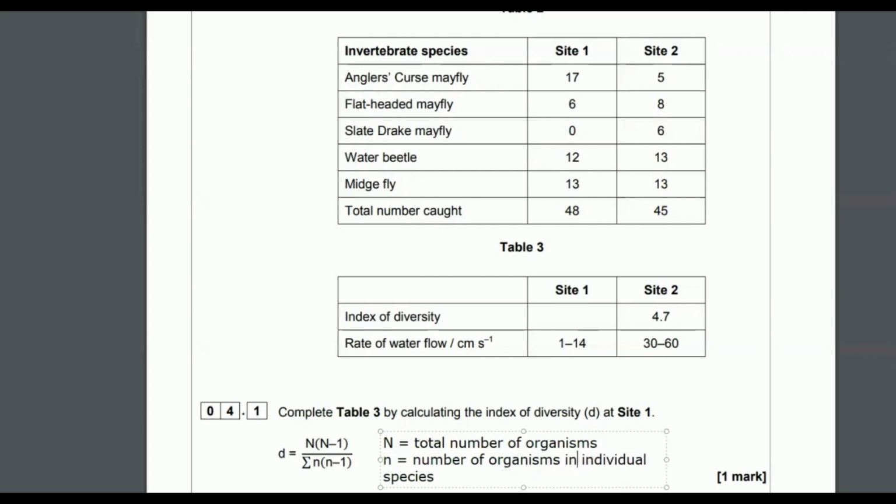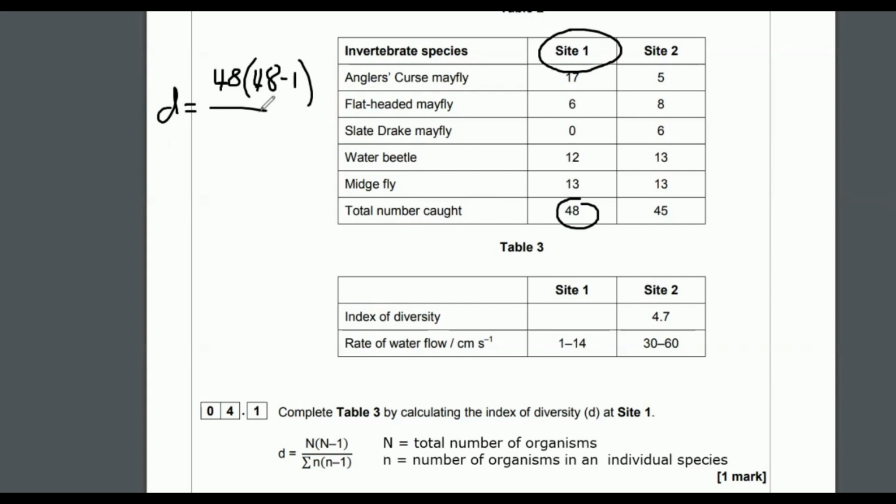Okay, so total number of organisms is big N. Little n is the number of organisms in an individual species. So for example, 17, 6, 0, 12, 13, those are all the individual species. So what we need to do is big N multiplied by big N minus 1 over the sum of all the little n's multiplied by little n minus 1.